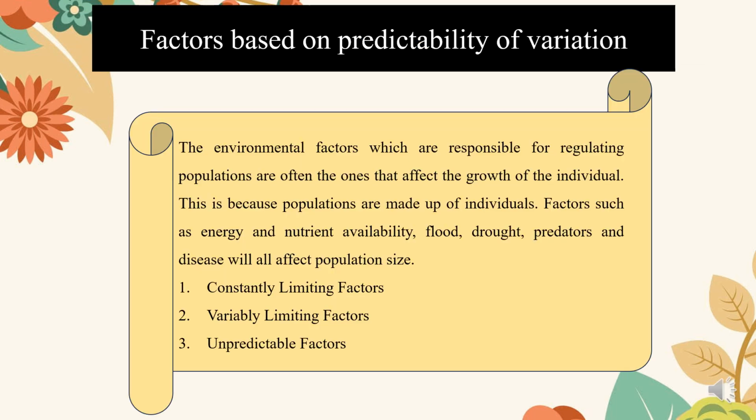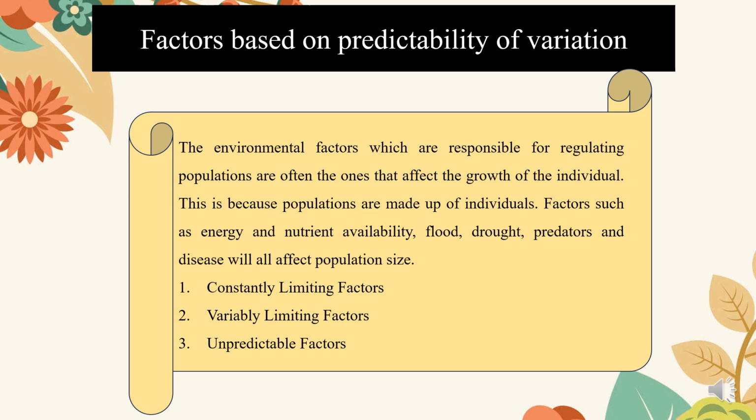Then the next factor is factors based on predictability or variation. The environmental factors which are responsible for regulating populations are often the ones that affect the growth of the individual. This is because populations are made up of individuals, and population increase depends on the reproductive fitness and lifespan of these individuals. Factors such as energy and nutrient availability, flood, drought, predators, and disease will all affect population size.